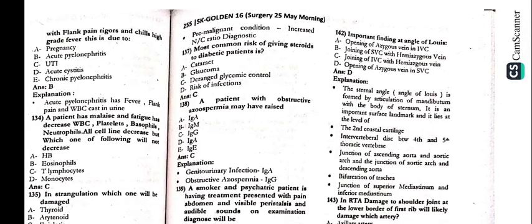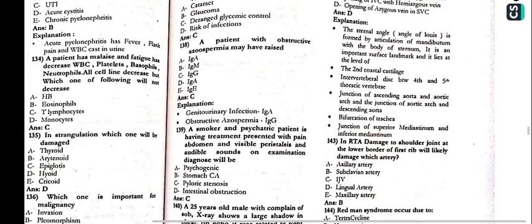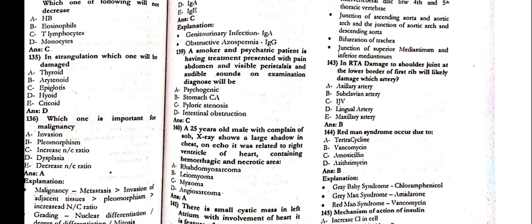Next, 142, important finding at the angle of Louis is delta opening of azygous vein into the SVC. 143, in RTA damage to shoulder joint at the lower border of the first rib will likely damage which artery? That is the beta subclavian artery.